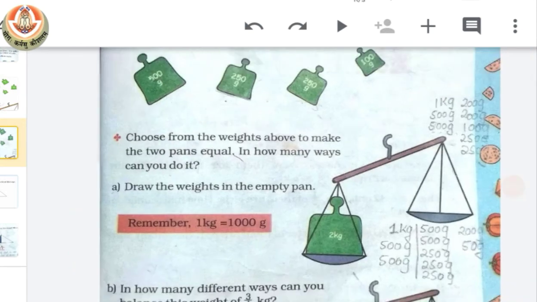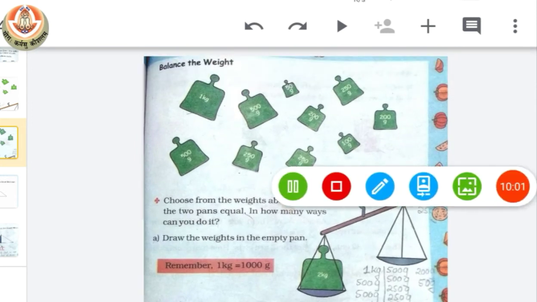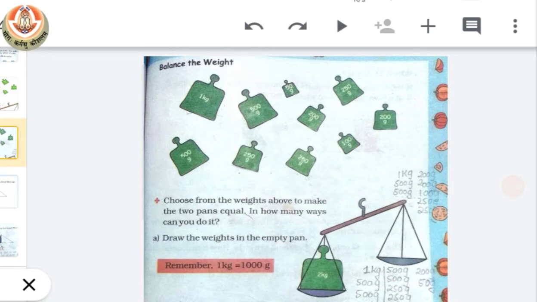You can see here. We have to use various ways. In the first way, what we can do is use 1 kg, then 500 gram, and then 500 gram. Then it will become 2 kg. This is the first way.